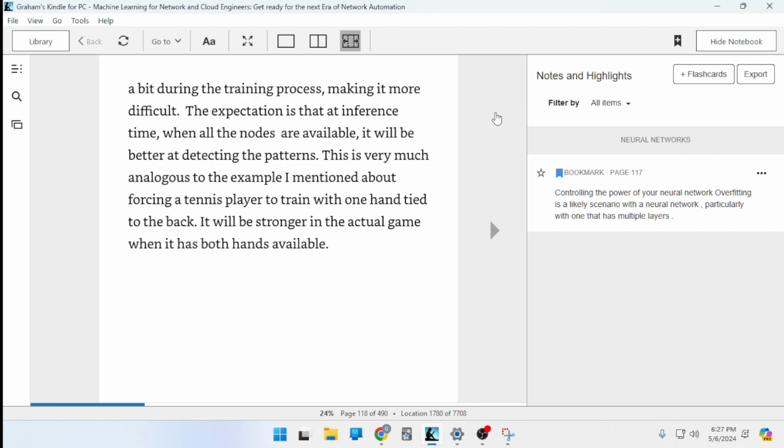The expectation is that at inference time, when all the nodes are available, it will be better at detecting the patterns. This is very much analogous to the example I mentioned about forcing a tennis player to train with one hand tied to the back. It will be stronger in the actual game when it has both hands available.